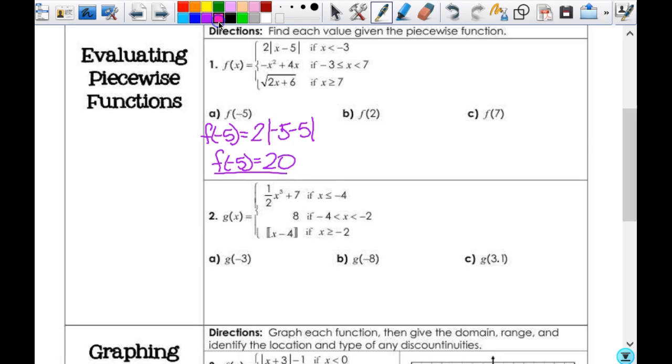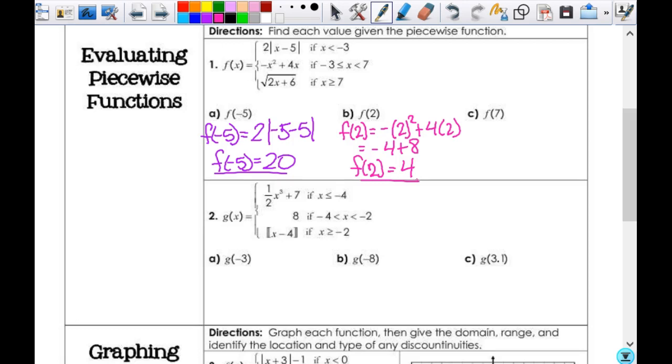So then I need to find f of 2. Which part, 1, 2, or 3, does that get put into? 2, because it's between negative 3 and 7. So that's going to equal negative 2 squared plus 4 times 2. So when I square that, does that become a positive 4 since I'm squaring it? No. Yeah, okay. This becomes a positive 4. I should have asked that better. This becomes a positive 4, but then it's actually negative because of that negative sign. So negative 4 plus 8. So f of 2 is 4. And make sure you're answering these as f of 2 equals 4 and not just 4, and that's it.